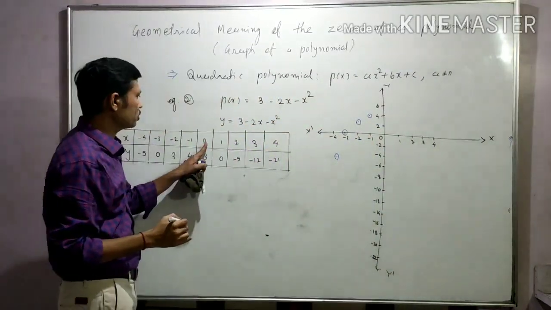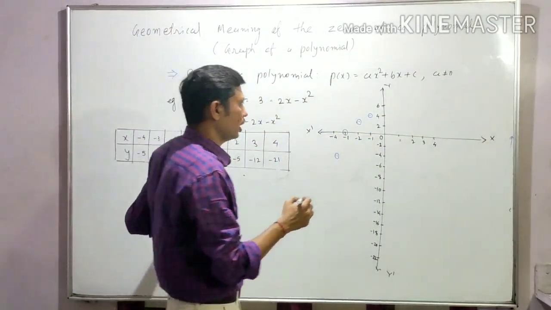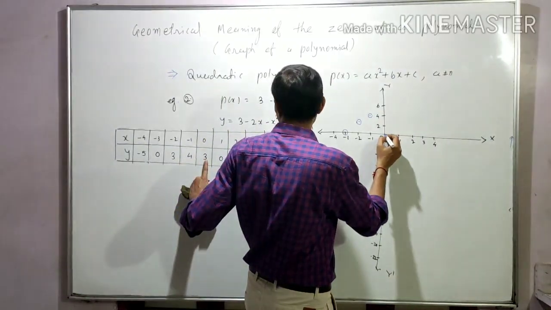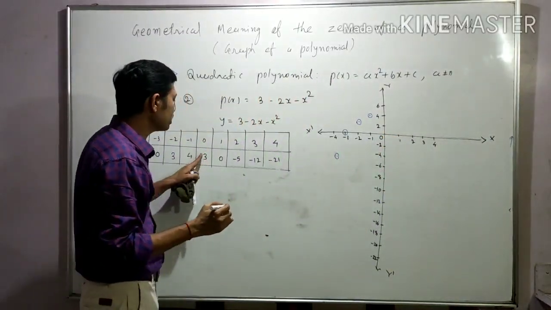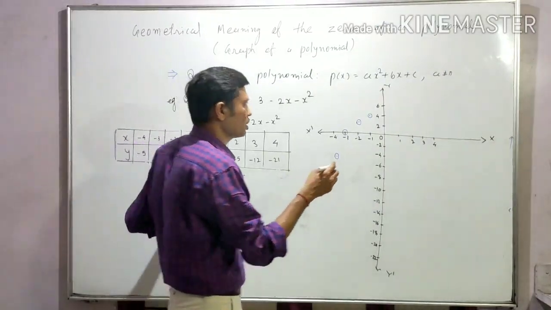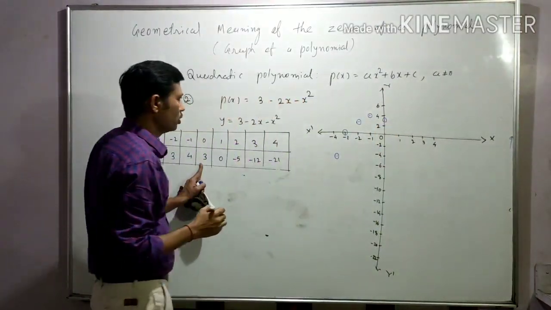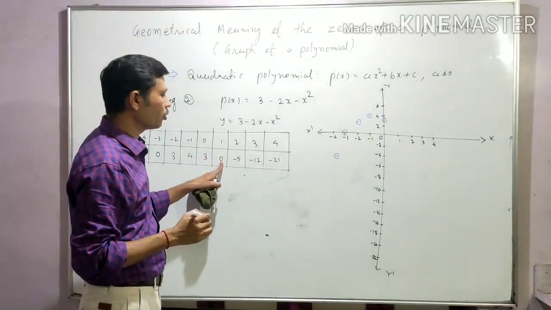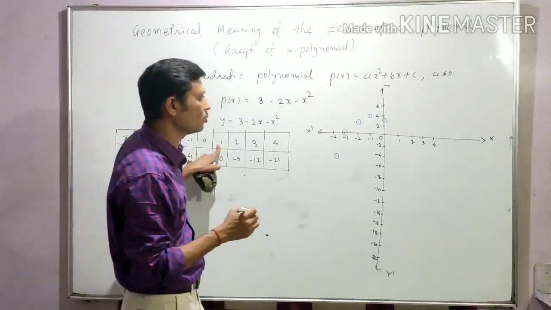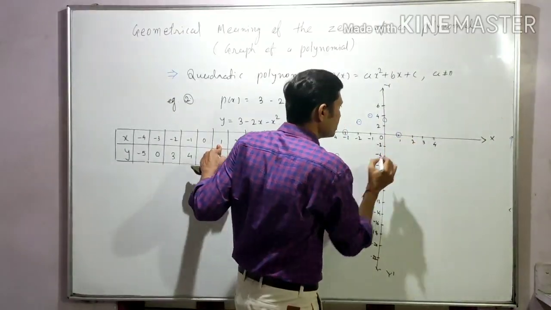Then the x coordinate is 0, the y coordinate is 3. So here the x coordinate is 0, so the point comes on the y axis. Where is it? Here. Now the x coordinate is 1, the y coordinate is 0. The y coordinate is 0, so the point comes on the x axis where the 1 is.